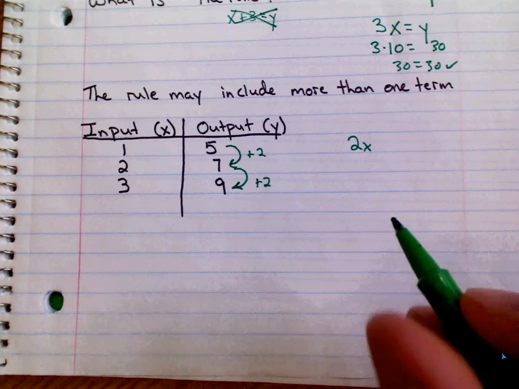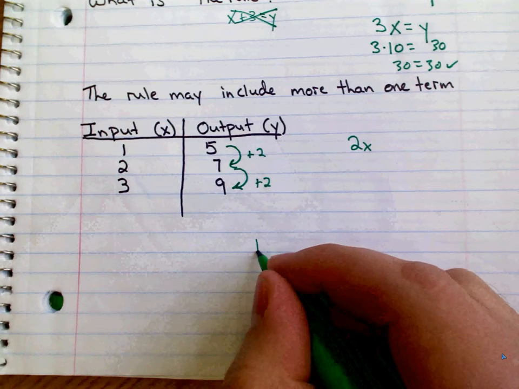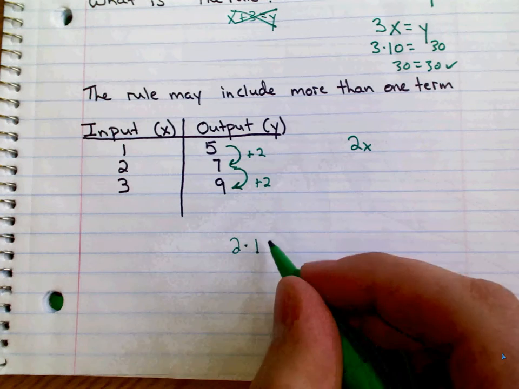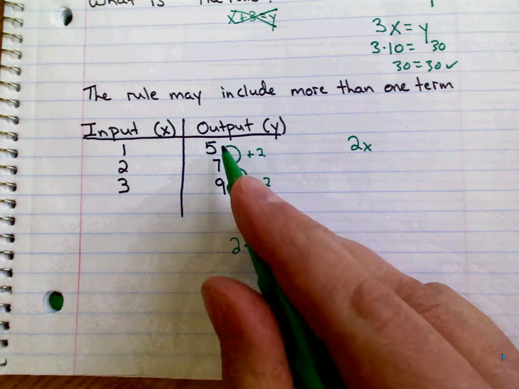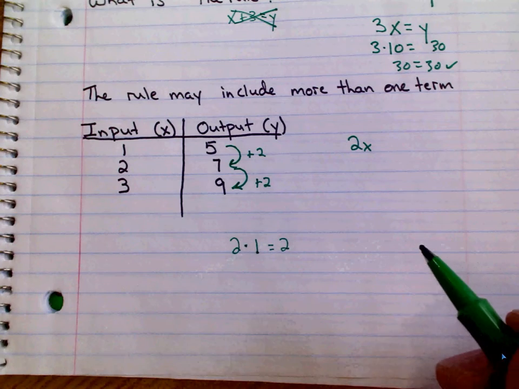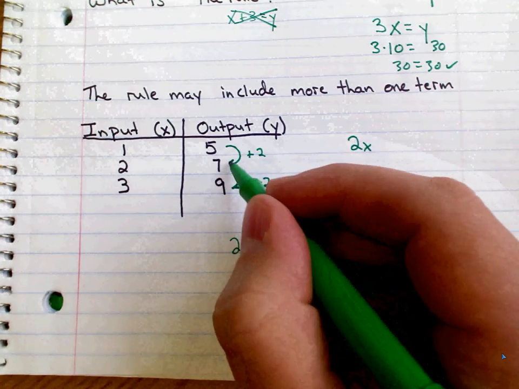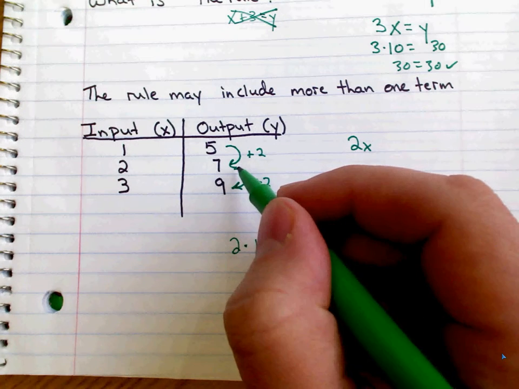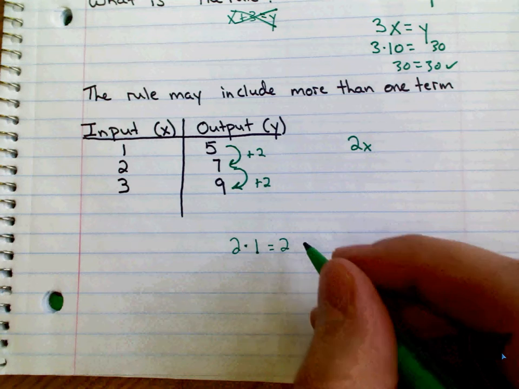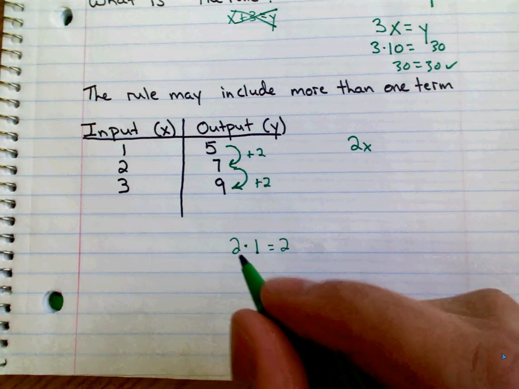But if we look, 1 times 2, when we use our substitution in for x, equals 2, not 5. So that does not work. So what else do we have to add? Since we're increasing by 2 each time, what do we also have to add to it in order for it to get to 5?